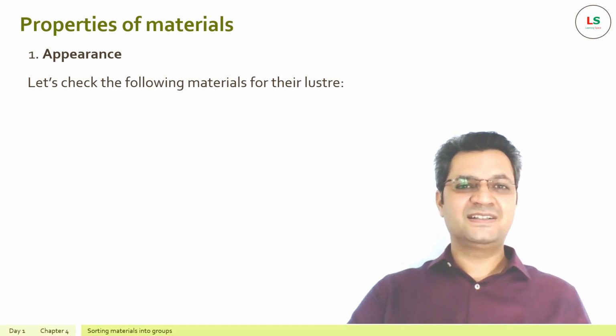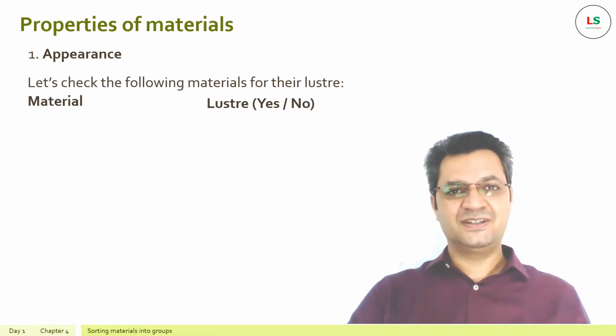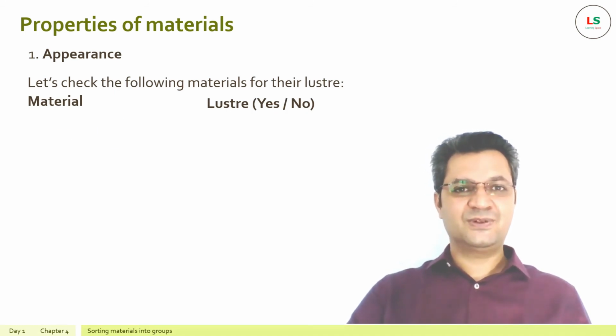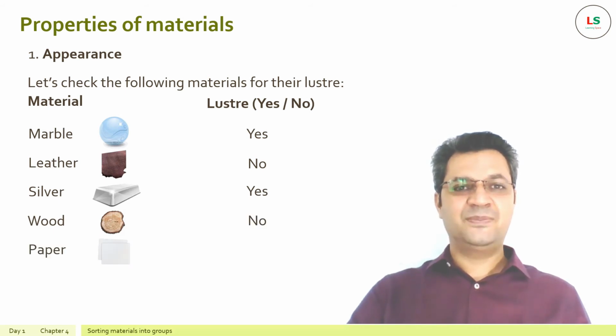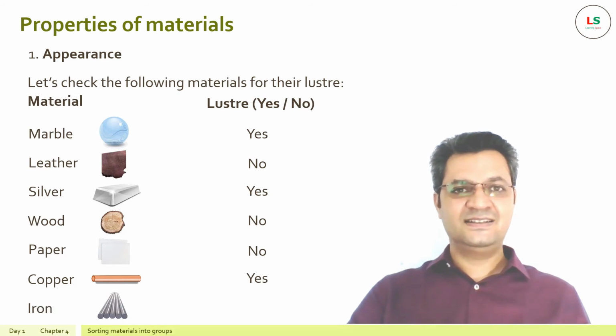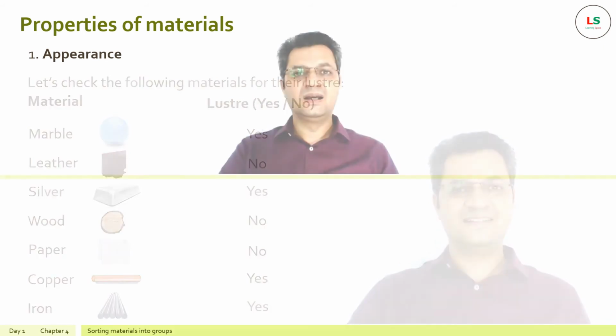Let's check the following materials for their luster. So we have material on one side and luster. If it is present, yes, or else, no. The first one is marble, yes. Leather, no. Silver, being a metal, yes. Wood, no. Paper, no. Copper, again a metal, yes. Iron, again being a metal, yes.